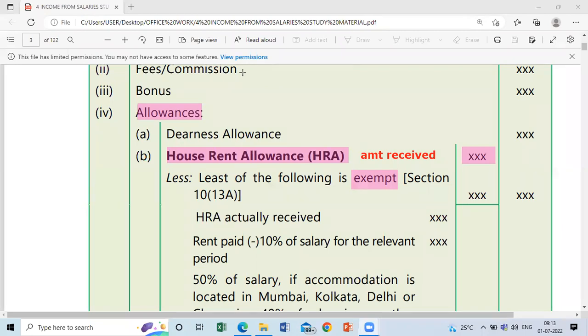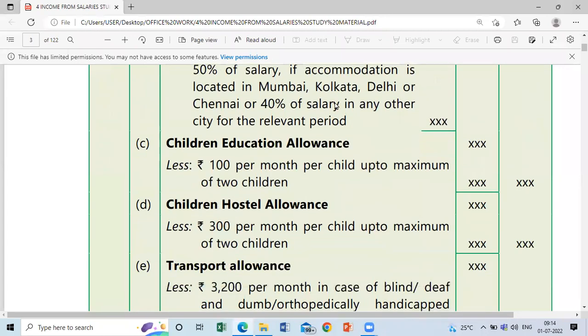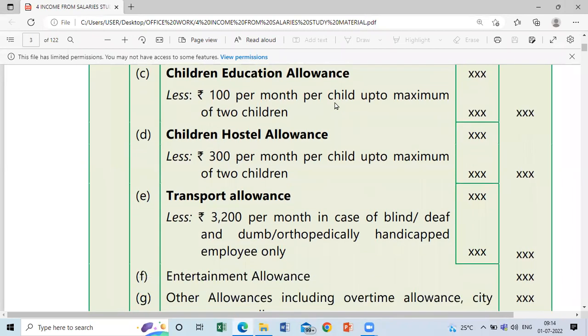Other than that, we can have other allowances. Child education allowance, 100 rupees per month per child, maximum 2 children. Child hostel allowance, 300 rupees per month per child, maximum 2 children. Transport allowance, fully taxable, only for blind, deaf and dumb, and orthopedically handicapped. It is exempt up to rupees 3,200 per month. I have discussed in the lecture. Those lectures are there on YouTube. Watch it again, those who have missed out. We had a full session on allowance on one day.